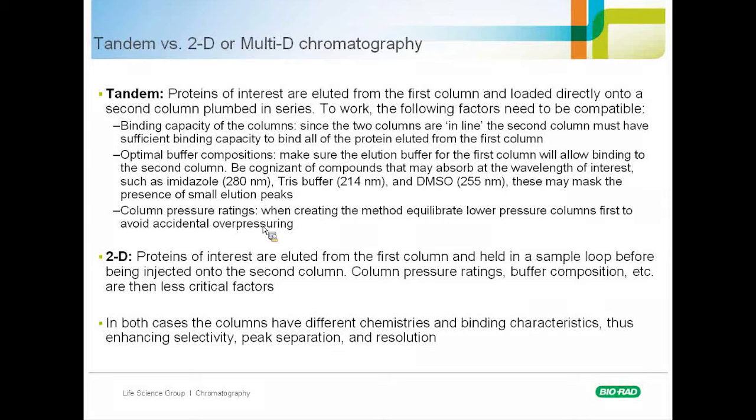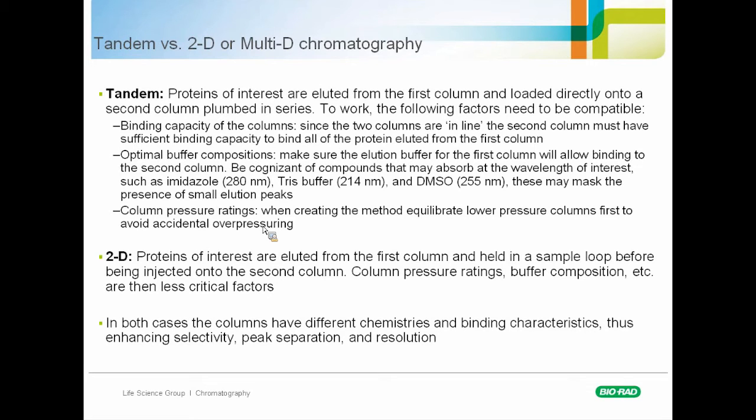So you can be certain that you're not causing any damage to either of the columns by overpressuring them. Because if you imagine your first column is a low pressure column and your second column has a higher pressure, that's going to be generating back pressure onto the first column when you come to the elution step and you bring the second column in line. So it's important, I would say it's essential, to be able to monitor the column pressures during the run to ensure you're not causing any damage.